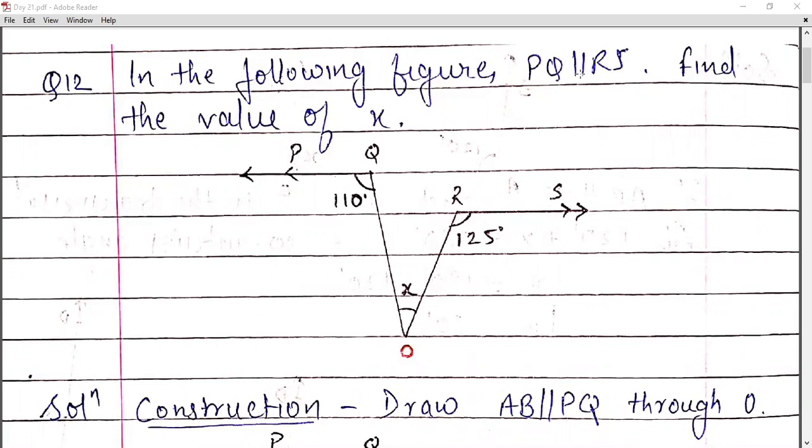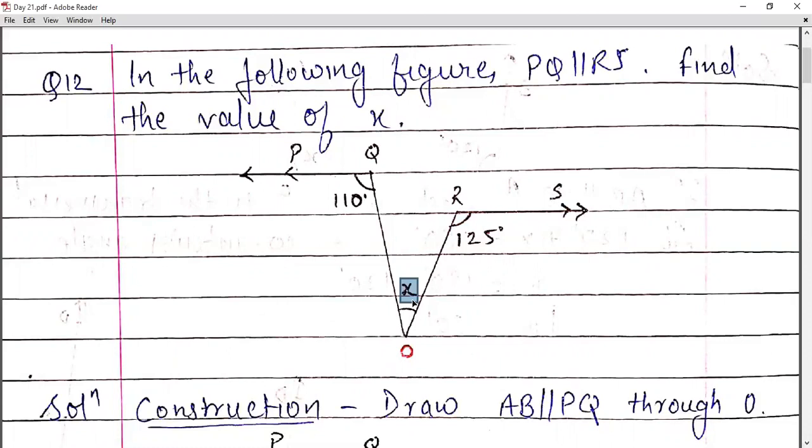You can see in question number 12, in the following figure, line PQ is parallel to RS. Find the value of angle X.